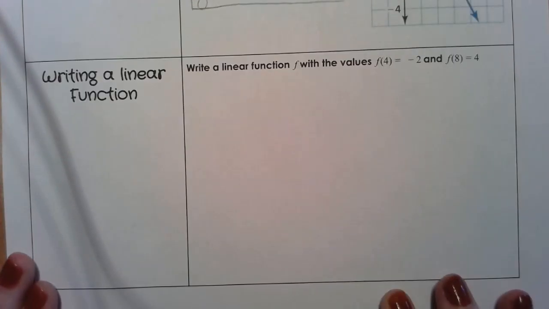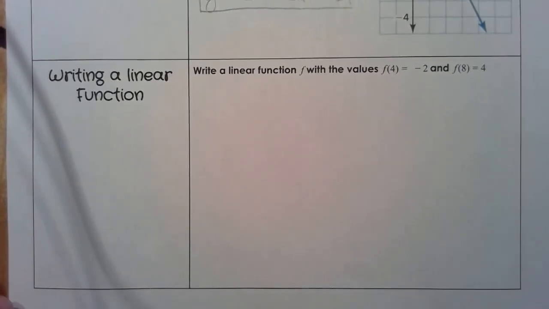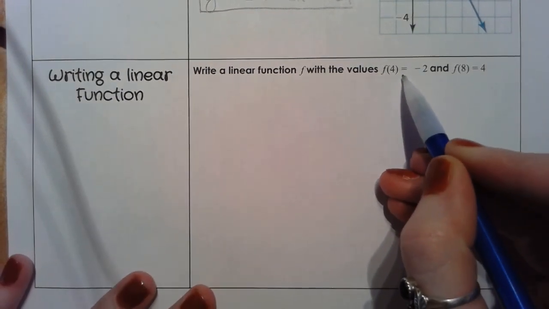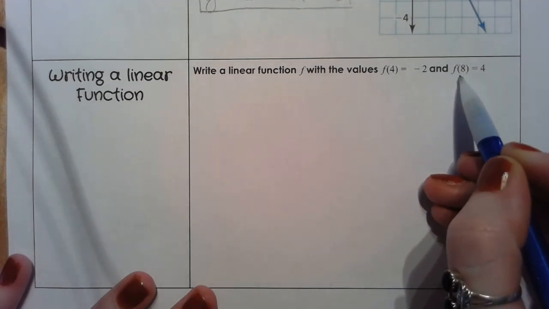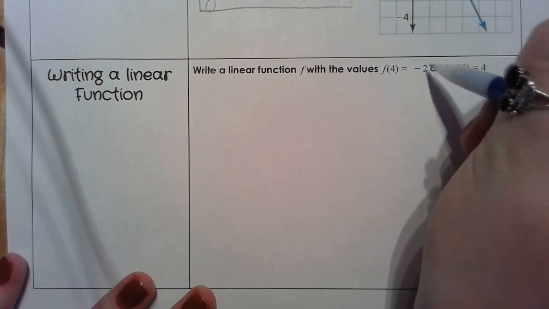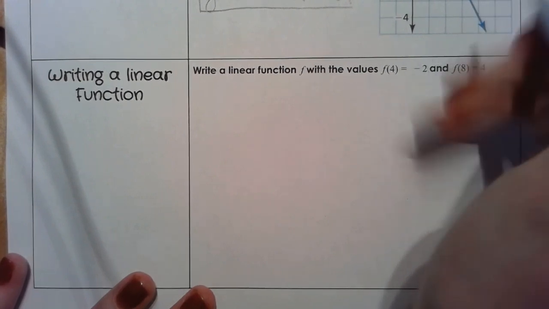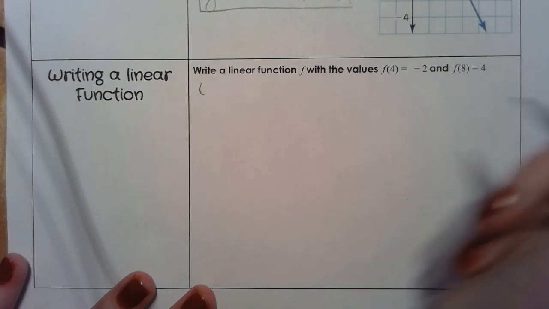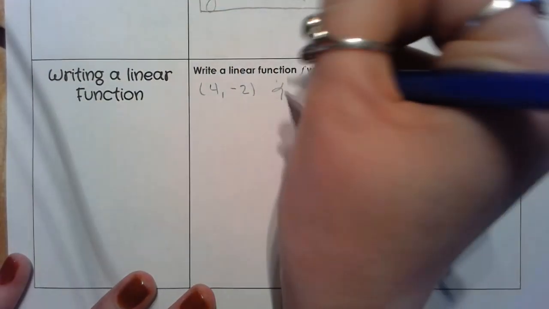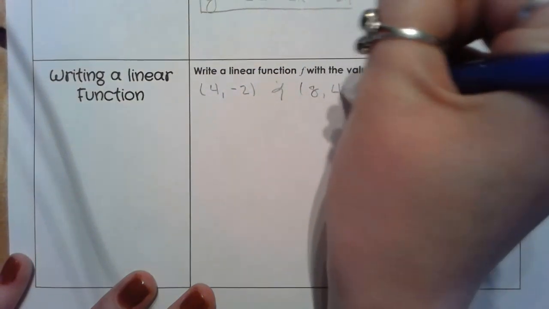Okay. We just have one more example for our notes today, and this is just written in function notation. So remember, when we see function notation, this reads as f of 4 equals -2, and f of 8 equals 4. And so remember, this is my input, and this is my output. So I can write down my points from this as (4, -2) and (8, 4).